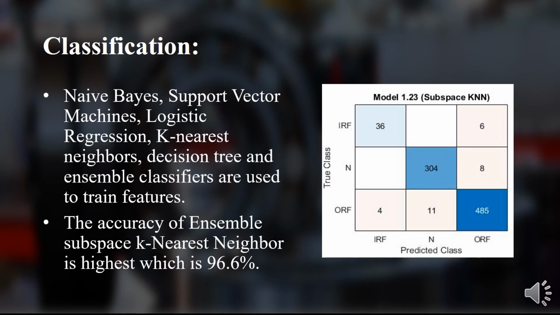Various classifiers were trained using these two features, which include naive Bayes, support vector machines, logistic regression, k-nearest neighbors, decision tree, and ensemble. Ensemble Subspace k-nearest neighbor classifier achieved the highest accuracy of 96.6% among all classifiers. The confusion matrix of Ensemble Subspace k-nearest neighbor is shown in the figure.